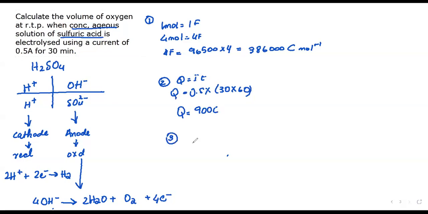So the charge that I need for 1 mole of oxygen is 386,000. The charge that I have is 900 coulombs. So how many moles will I be able to produce? 900 divided by 386,000.